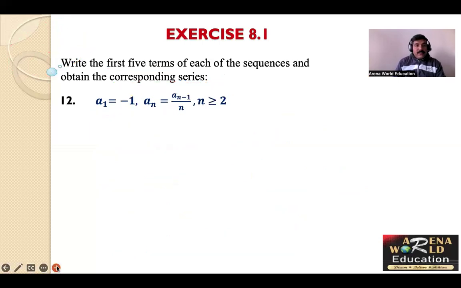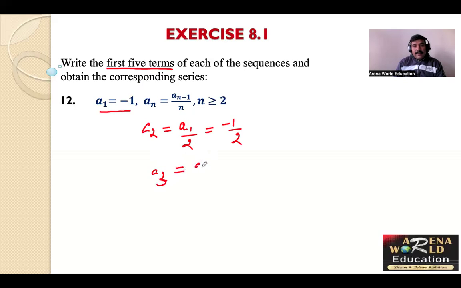So this is the required corresponding series for this sequence, right? Okay, so let us move to another question. Same process, third type, find the first five terms, and A1 is already given. So let us start with A2. So A2 will be A1 divided by 2, where A1 is minus 1. So minus 1 upon 2. What about A2? Sorry, A3.